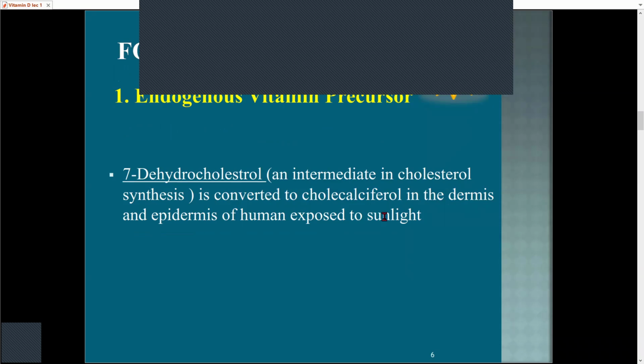Next is the different forms of vitamin D. Let's talk about the endogenous vitamin precursor. Vitamin D exists in different forms. First, the endogenous precursor found in our skin, a molecule called 7-dehydrocholesterol, which is actually an intermediate in cholesterol synthesis. That molecule is converted to cholecalciferol when human skin is exposed to sunlight. This is a natural sunlight-driven pathway.